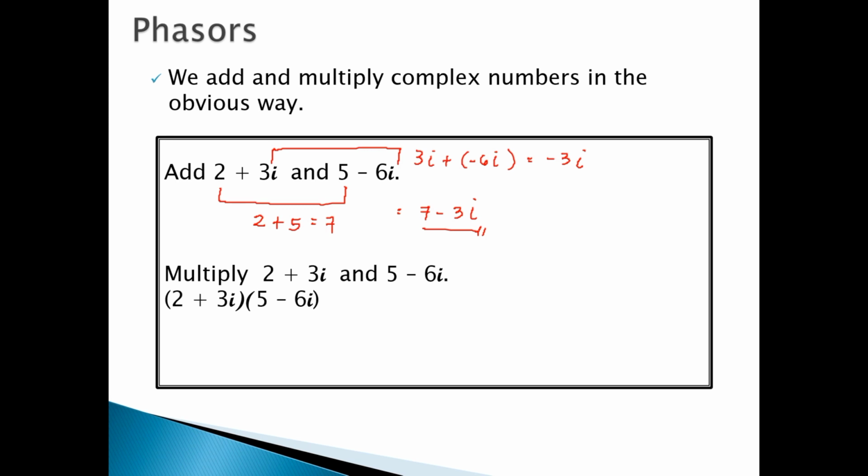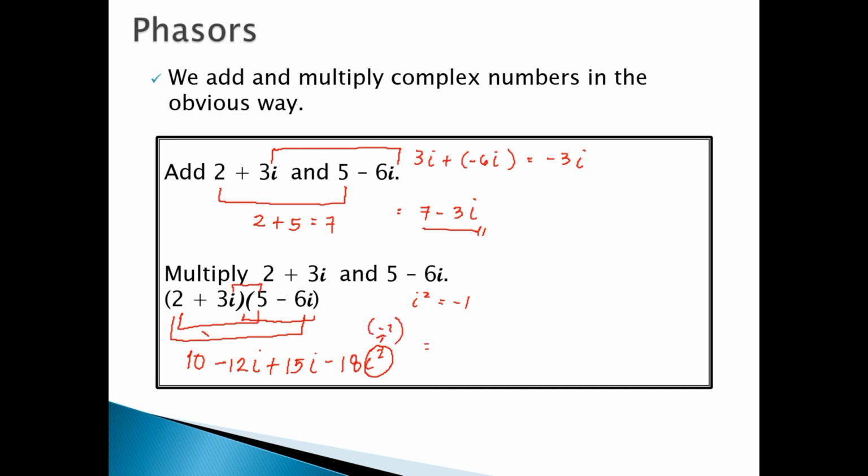Another problem, multiply 2 plus 3i and 5 minus 6i. So we'll use the FOIL method here. So first, 2 times 5, so that is 10. Outer, that is 2 times negative 6i, that is negative 12i. Inner, 3i times 5, that is positive 15i. And last, 3i times negative 6i, that is negative 18i squared. But remember that i squared is equal to negative 1.